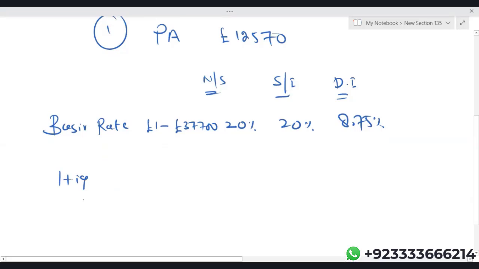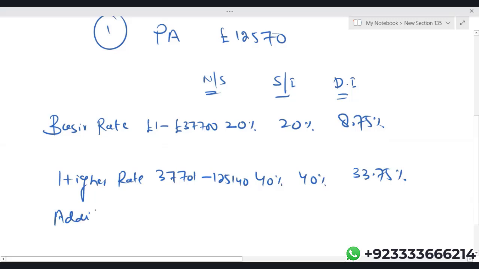Higher rate band starts from 37,701 and goes till 125,140. Applicable tax rates are 40%, 40%, and 33.75%.